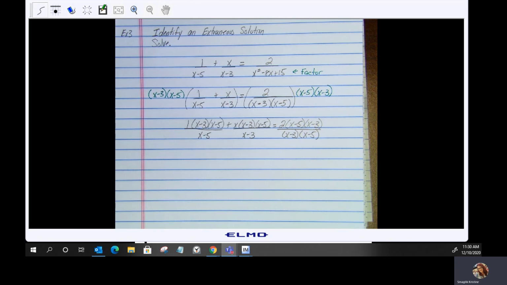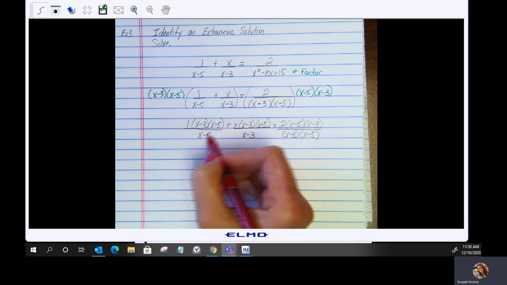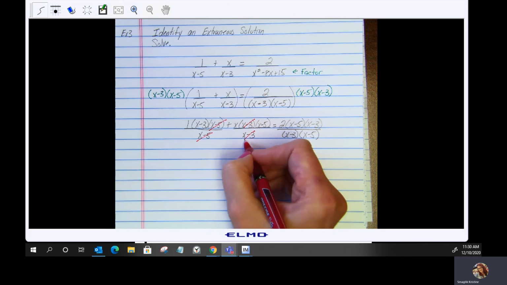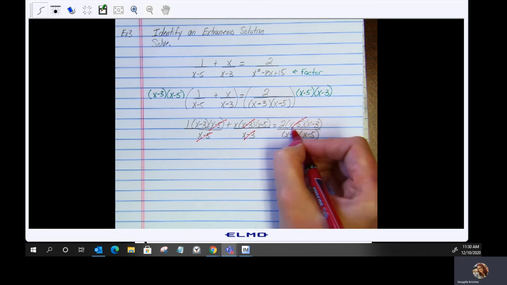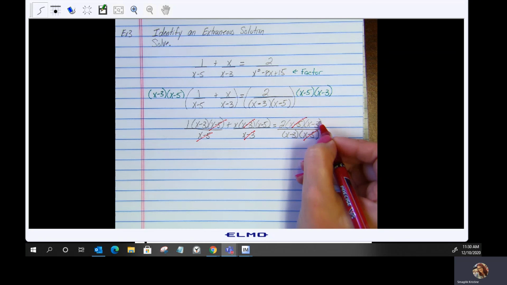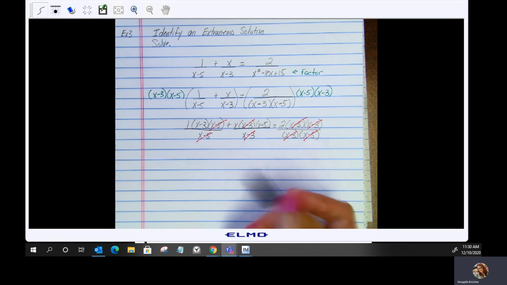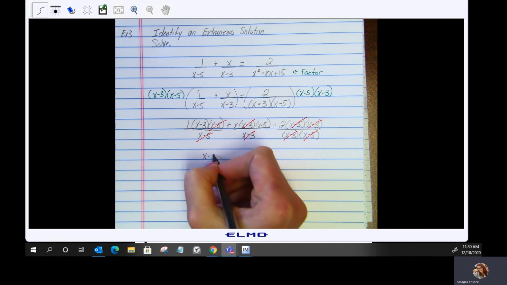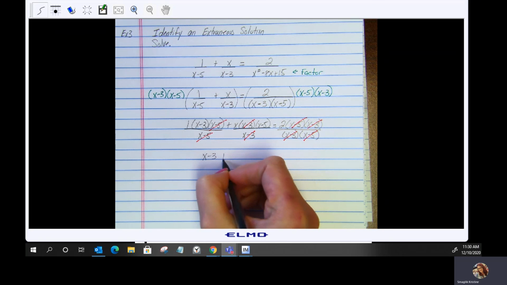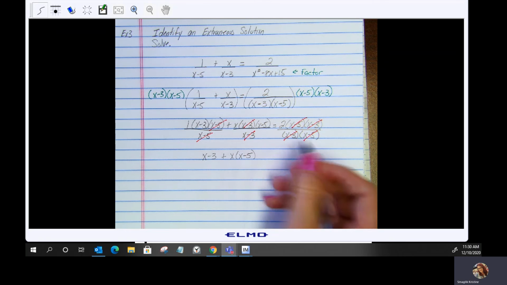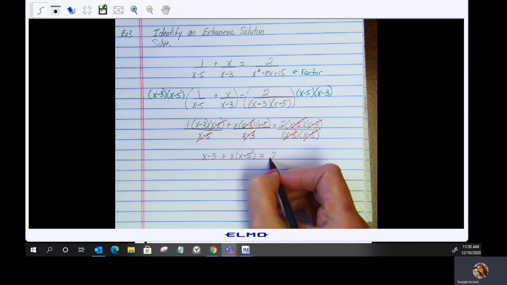Okay, now let's reduce. So here I have an x minus 5 and an x minus 5. Those are going to go away. X minus 3, x minus 3, x minus 5, there's another x minus 5, and my x minus 3s are going to reduce out. Notice everything is gone from the denominator. We now have 1 times the quantity x minus 3. Well, I'm just going to write that as x minus 3 plus x times x minus 5 equals, all that's left here is 2.